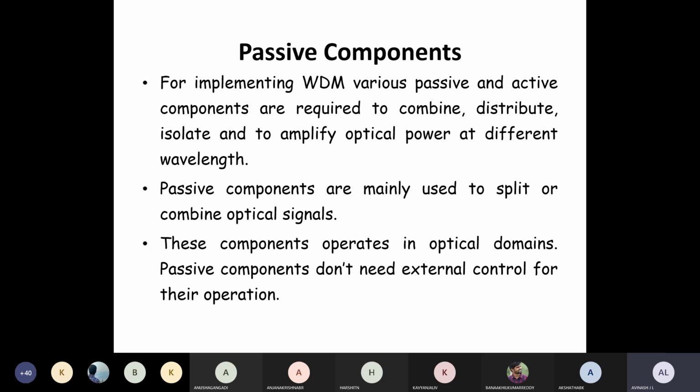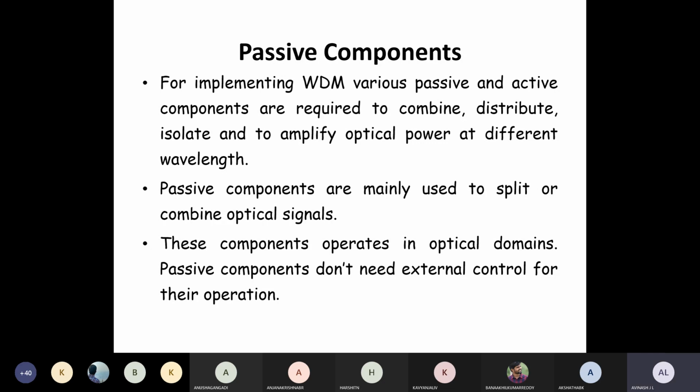Once you have written this, we'll see that passive components are mainly used to split or combine the optical signals. Among the various operations, optical amplification, distribution, combining, and isolation, we have taken examples. With respect to passive components, they are mainly used to split the signal or combine the optical signals. These are the first fundamental operations of passive components.